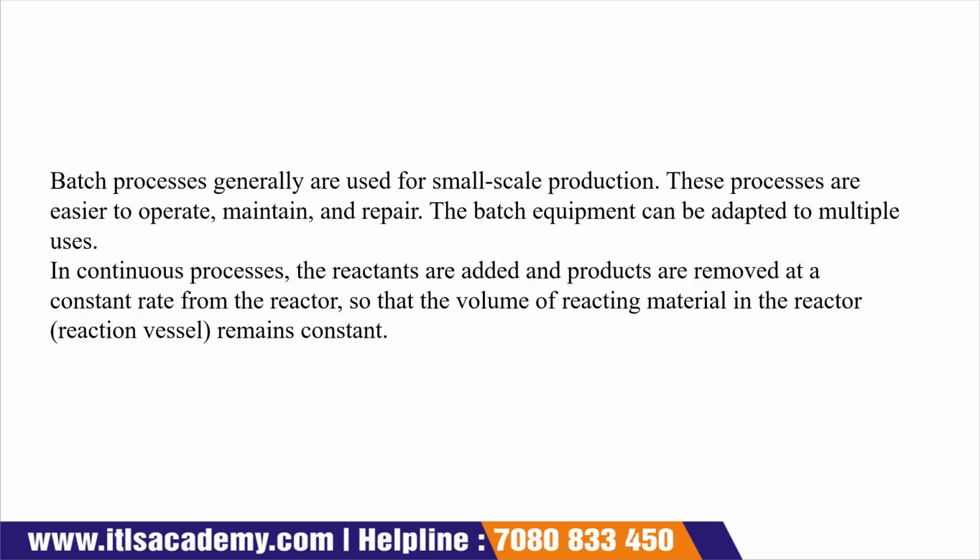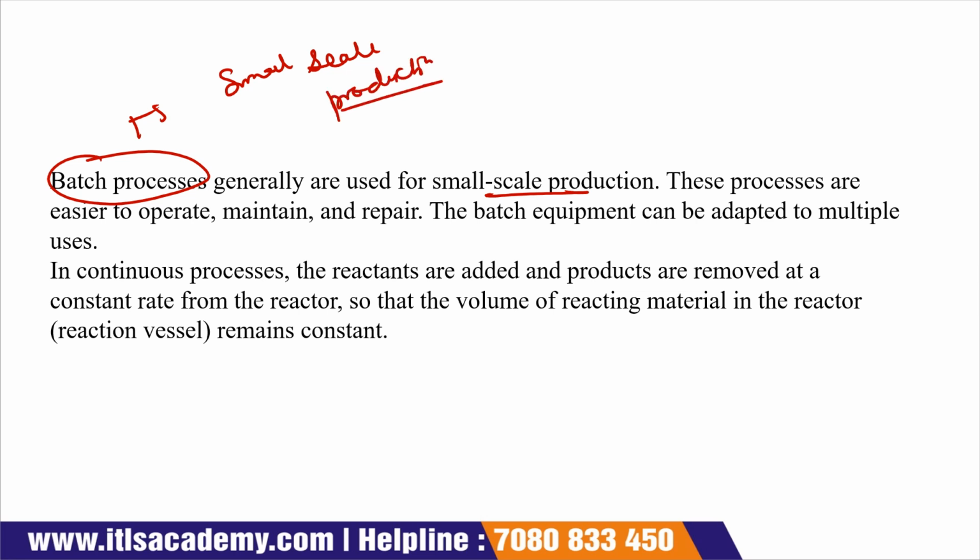Now the next is, this batch process is also used for small scale production. This process is easier to operate, maintain and repair. The batch equipment can be adapted to multiple uses. But in a continuous process, the reactants are added and the product is removed at a constant rate.